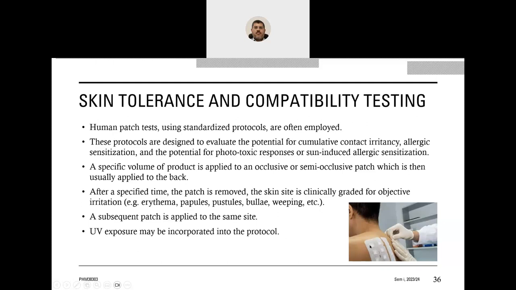So here in this patch you have 1, 2, 3, 4, 5, 6, maybe more spots. We apply the product on them and then we put it on the skin, and then we examine the skin. After specified time, depending on the protocol, the patch is removed and the skin site is clinically graded for objective irritation. And the irritation from small to higher irritation is erythema, which is just redness, or formation of papules, pustules, bullae, and weeping. Weeping will have leakage of plasma.